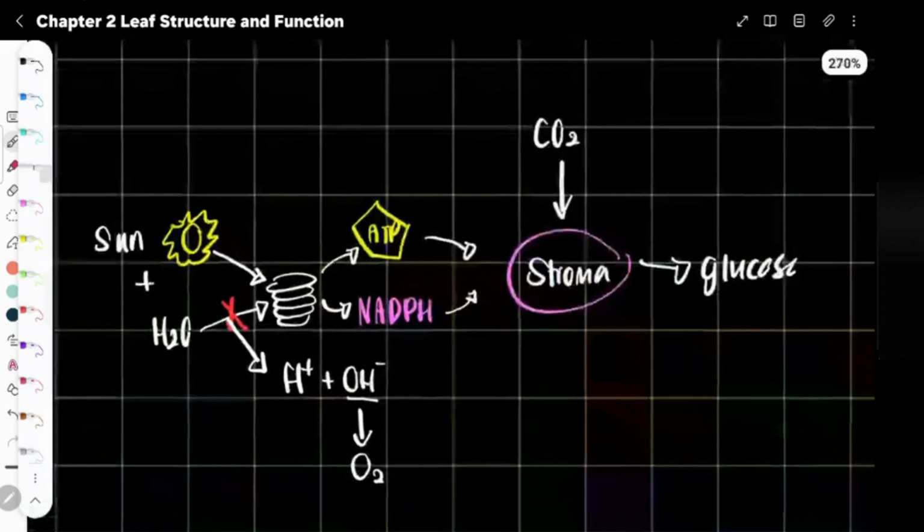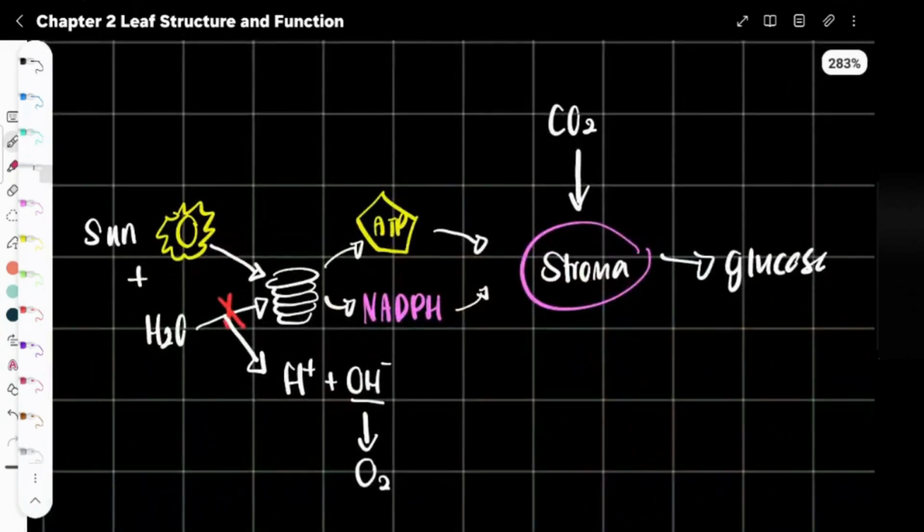Very simple. Don't get confused. The first thing you have to understand is the sun and the water first, into the thylakoid. And then it will produce ATP and NADPH. And then the carbon dioxide will be involved to produce glucose. That's all. You understand? Very simple.